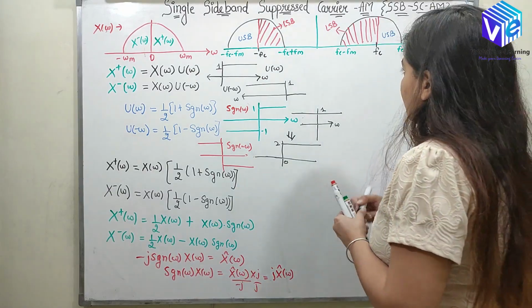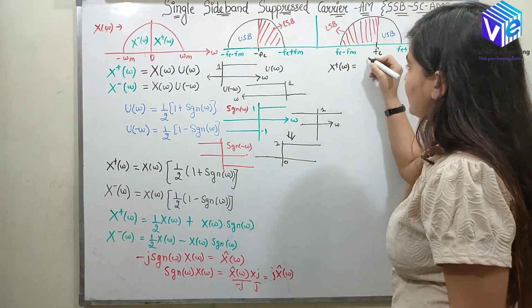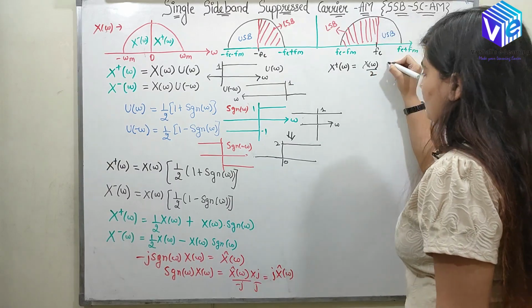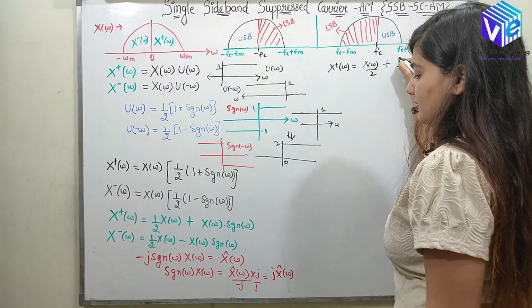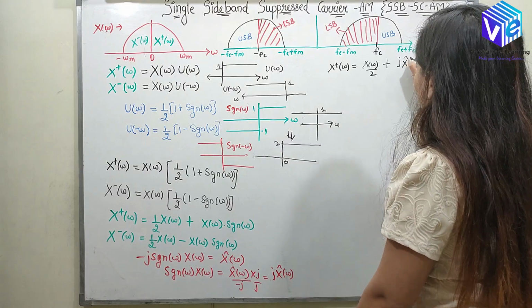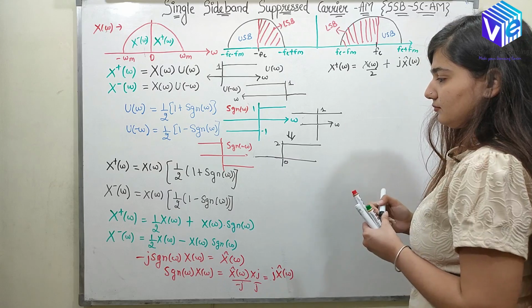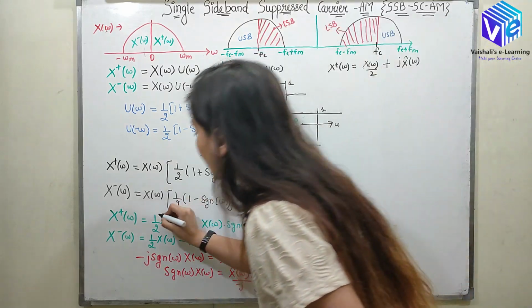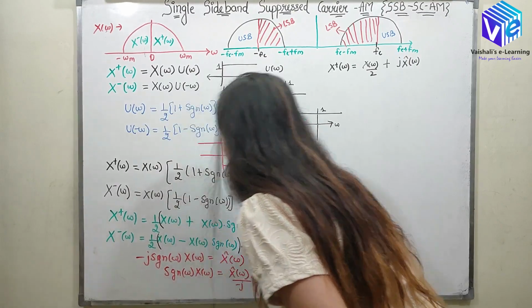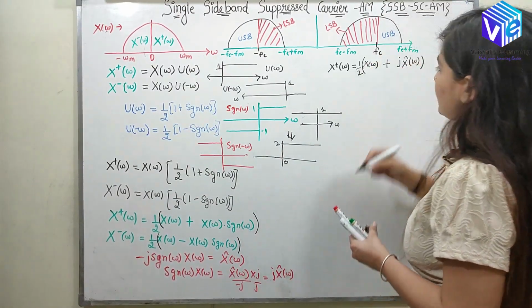So X plus of omega is represented now as X of omega upon 2 plus j into X cap of omega. So this half was in the bracket. So here also I'll take half in the bracket.